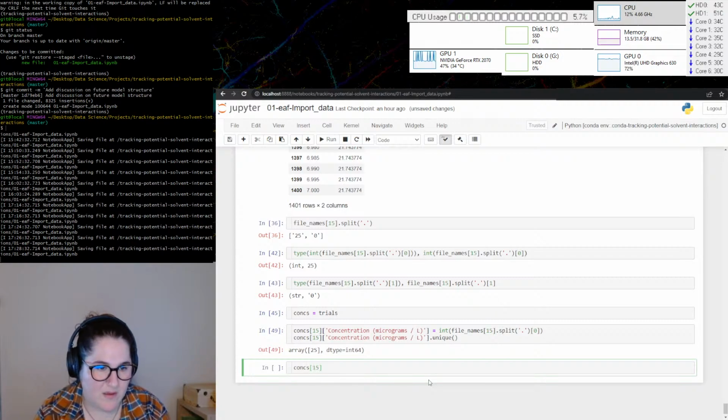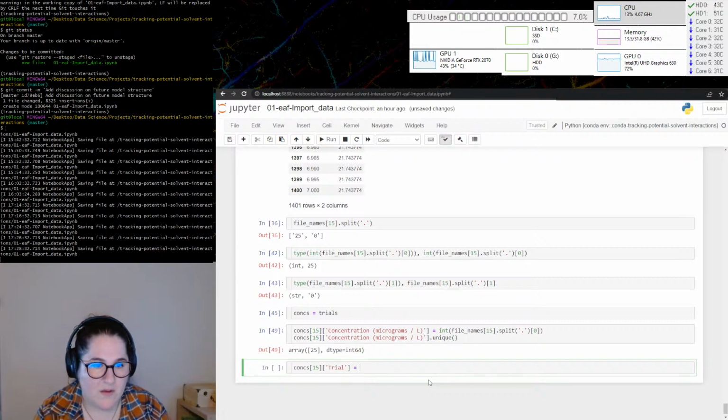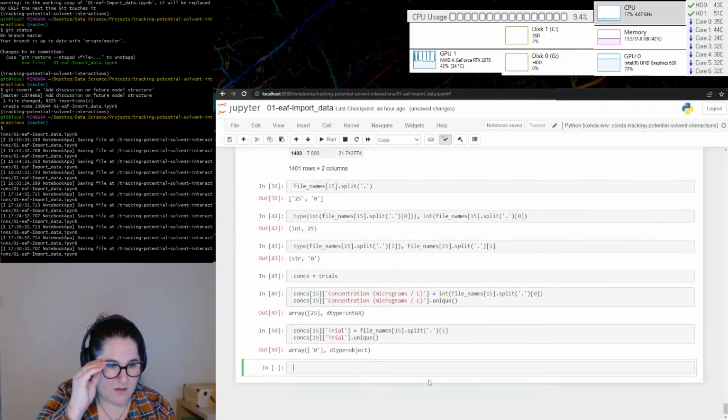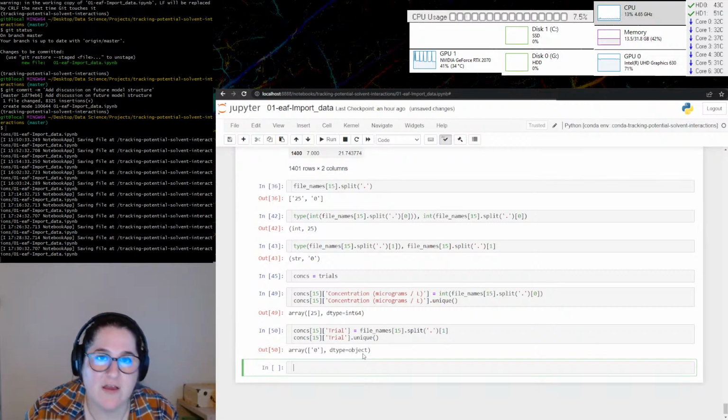And then let's do conx 15. We want a new column called trial, and this is going to equal our file names 15 dot split on the period, we want the second value in that list, and then let's do conx 15 trial dot unique. Okay. So here we have our integer value, and then we have an object value. That's going to cause some issues whenever we go into scrubbing, but I think it's okay for now.